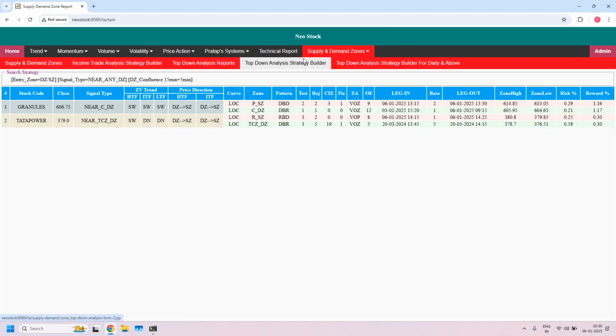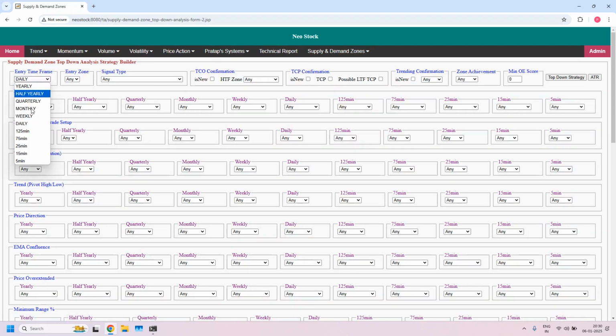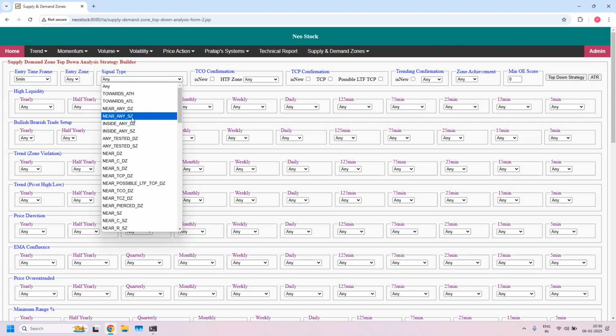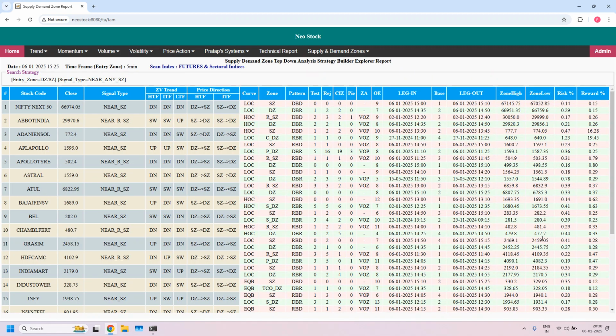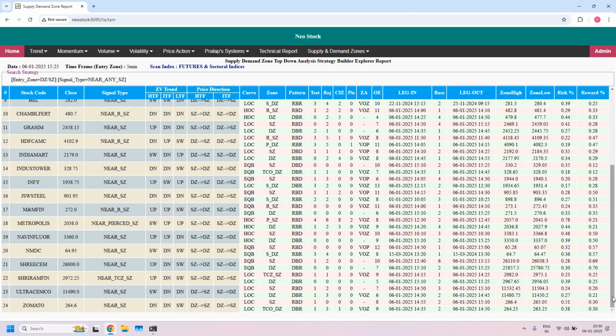Okay, next 5 minutes time frame. Stocks near 5 minutes supply zone. We got a big list. First 15 stocks in the list. I'm scrolling the list down. So total 24 stocks are filtered.